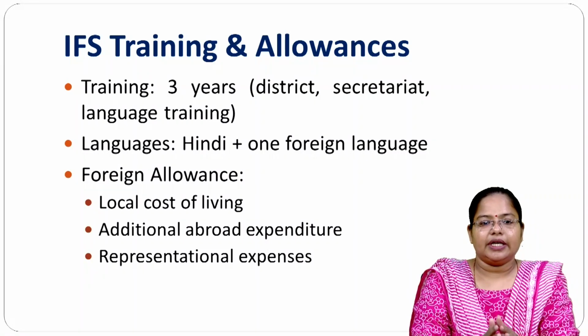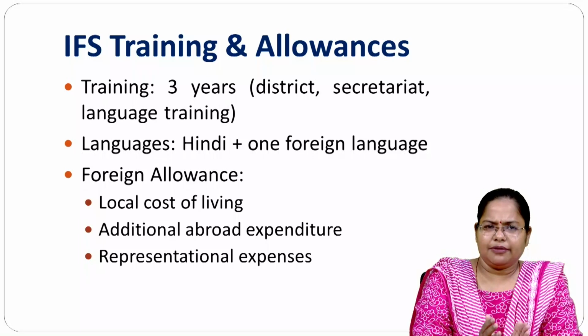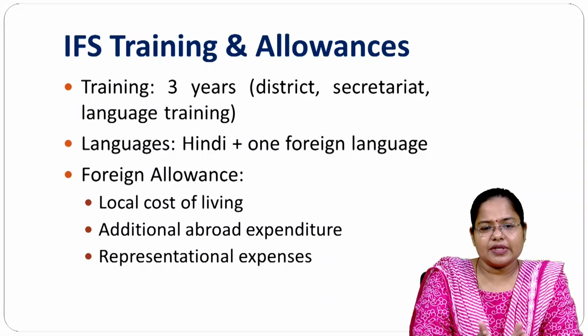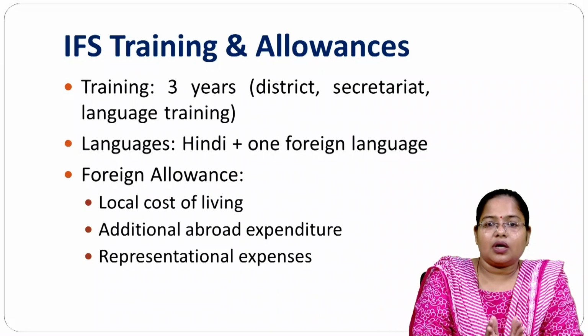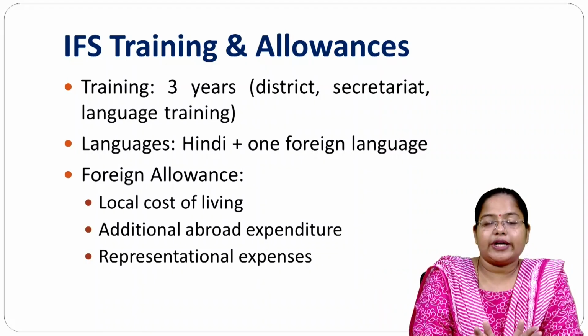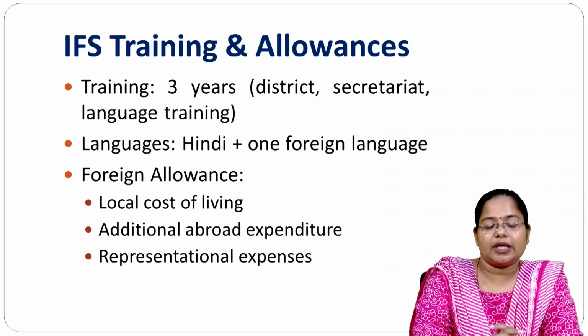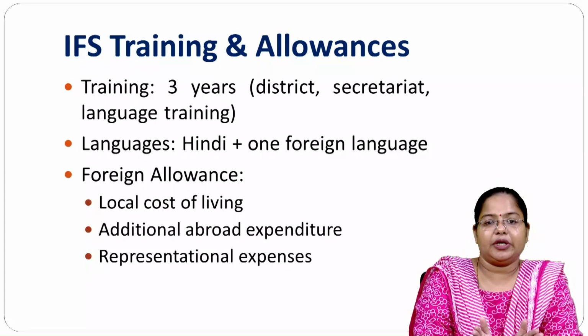Let's say, friends, if an ambassador or a consul is posted in Japan, then their allowances vary from another country like China or other places. The local cost of living and additional abroad expenditure are all part of it, friends. I hope you have understood about IFS training and allowances, what they get, how they are trained, their training period and where they go.